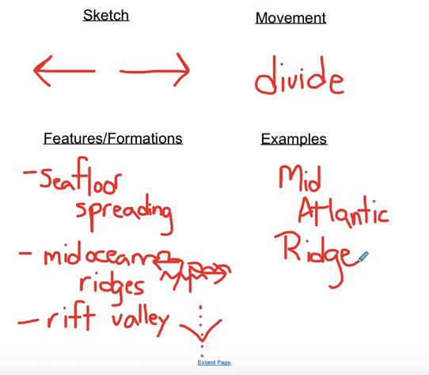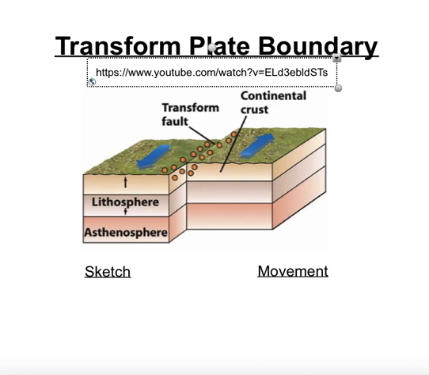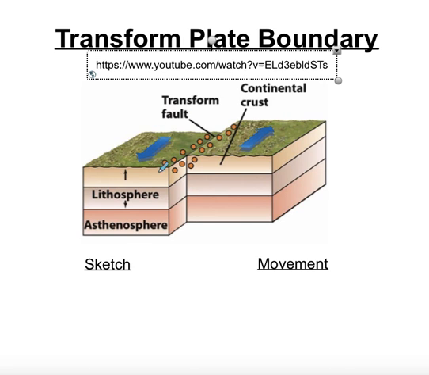And that's divergent boundaries. The next one on your paper is transform plate boundaries. Transform plate boundaries, as you can see in here and as you learned in the video, transform tectonic plates slide. That was when your hands slid past each other. Transform tectonic plates slide. So our sketch for this one is a lot like our picture here.